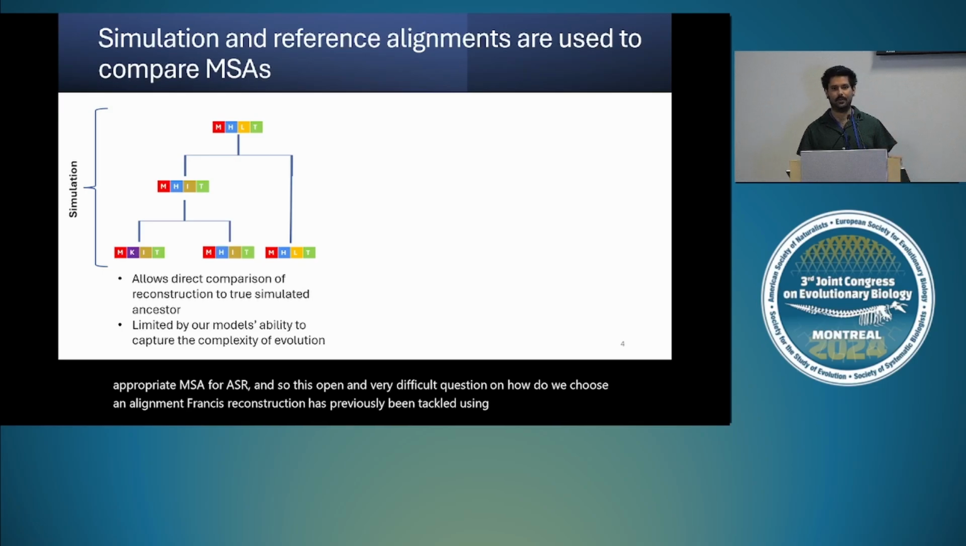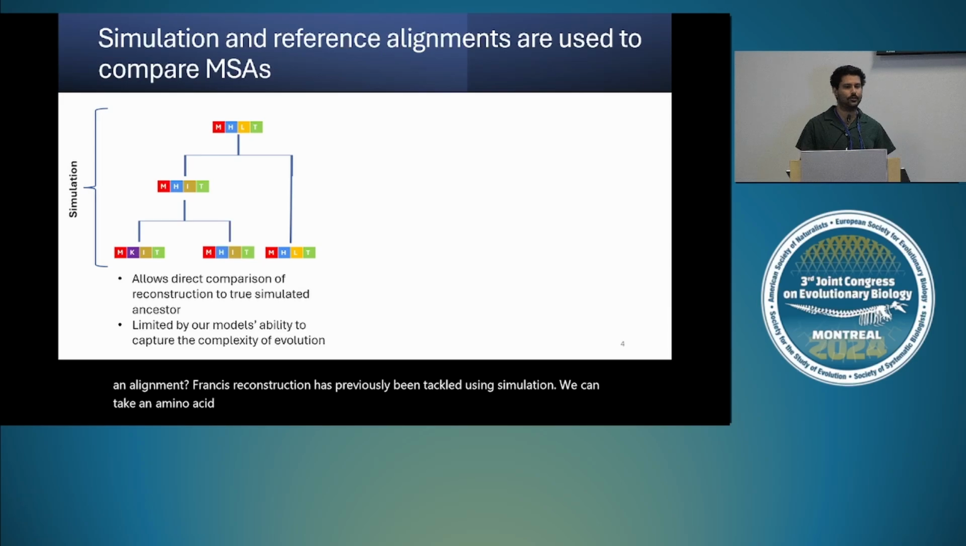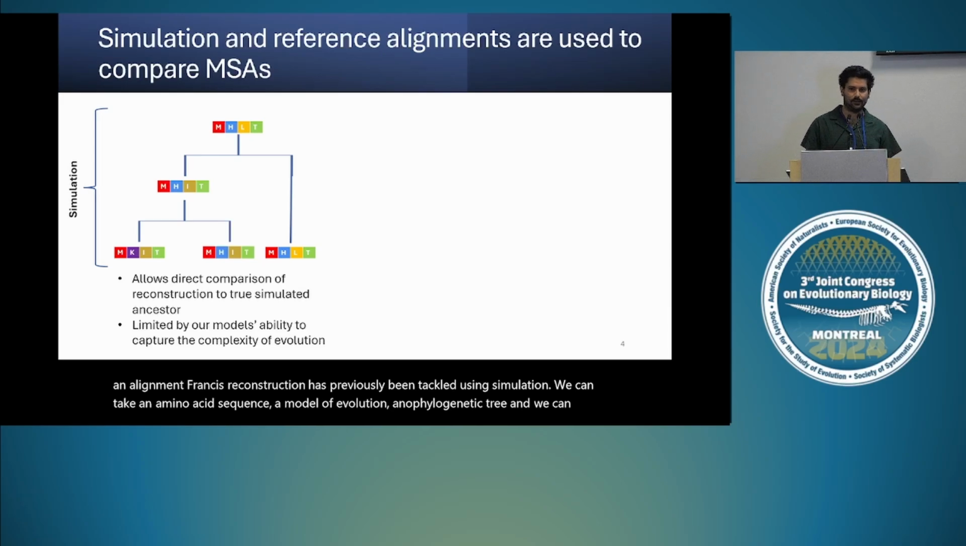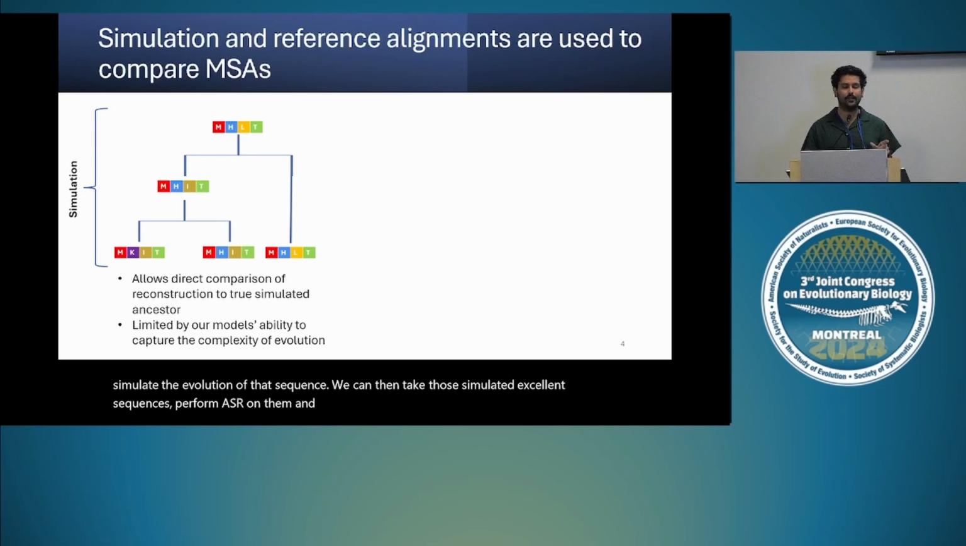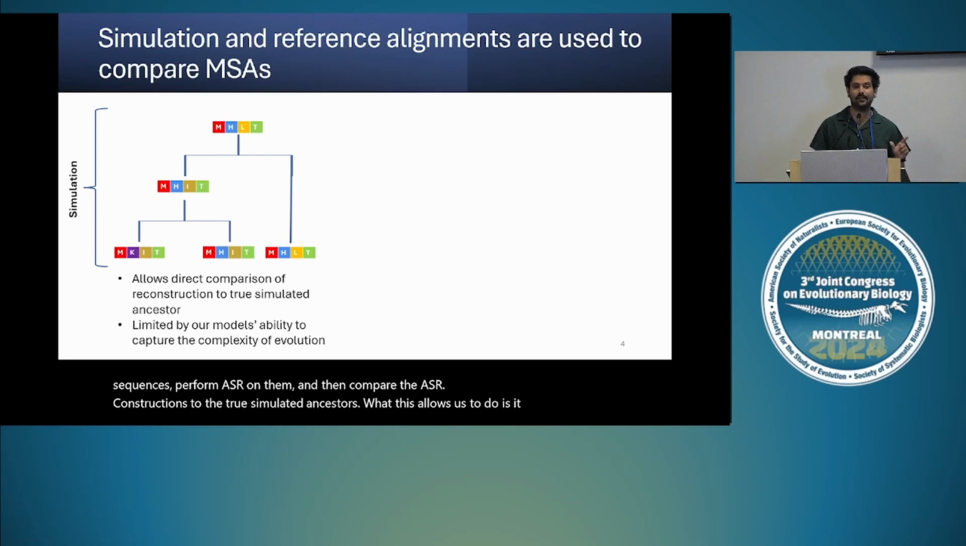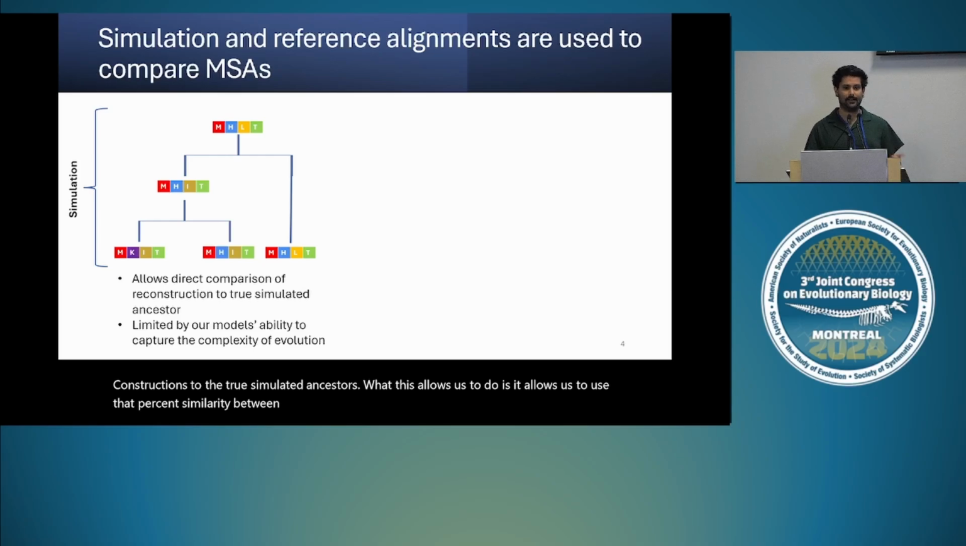We can take an amino acid sequence, a model of evolution, and a phylogenetic tree, and we can simulate the evolution of that sequence. We can then take those simulated extant sequences, perform ASR on them, and then compare the ASR reconstructions to the true simulated ancestors. And what this allows us to do is use that percent similarity between the true simulated ancestral sequence and its reconstruction as a measure of accuracy. But simulation is still limited by our model's ability to actually capture the full complexity of evolution.